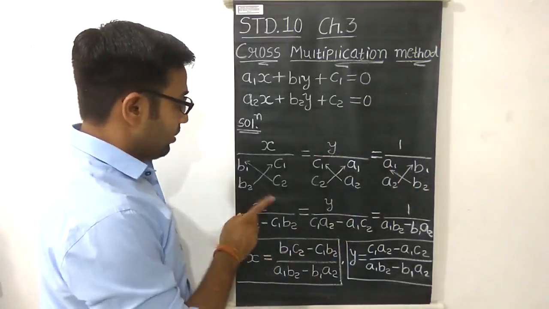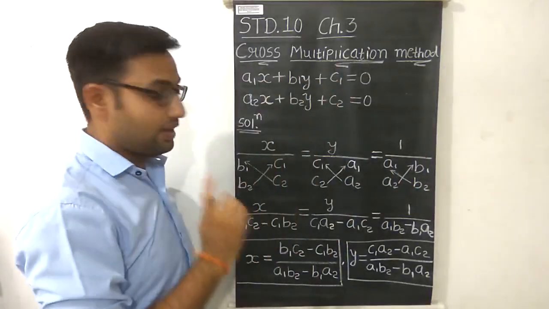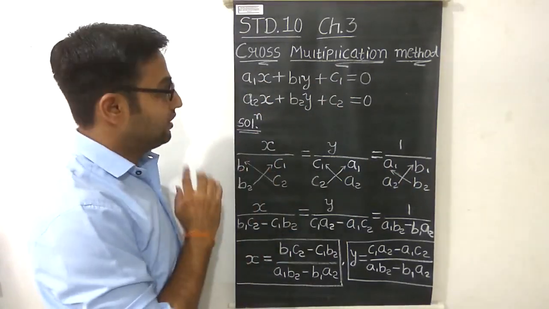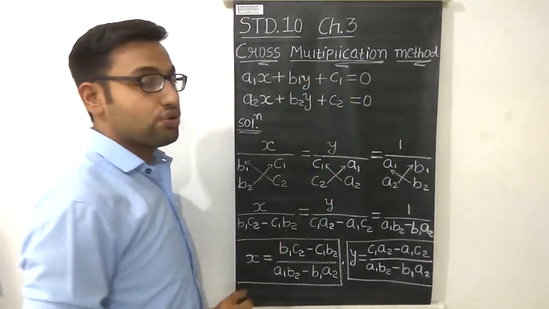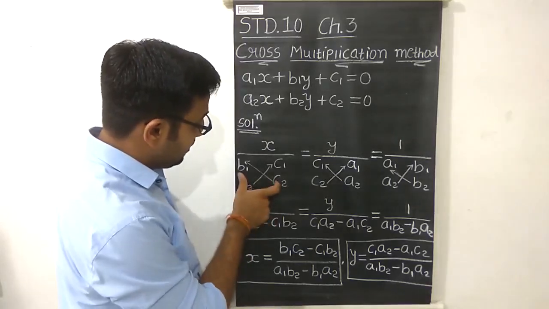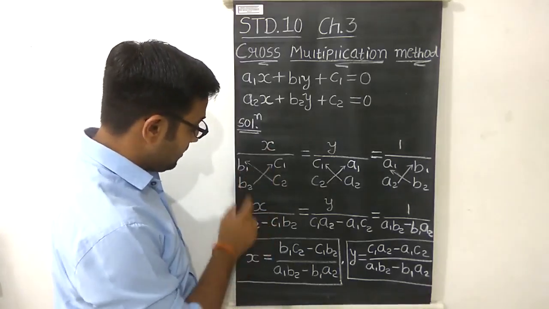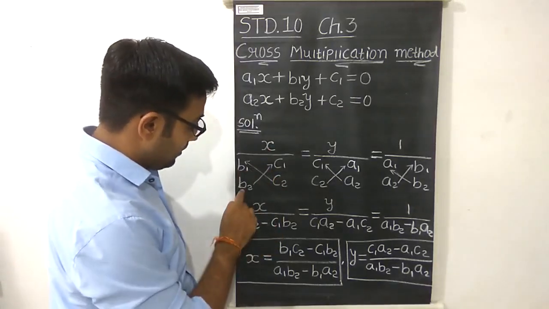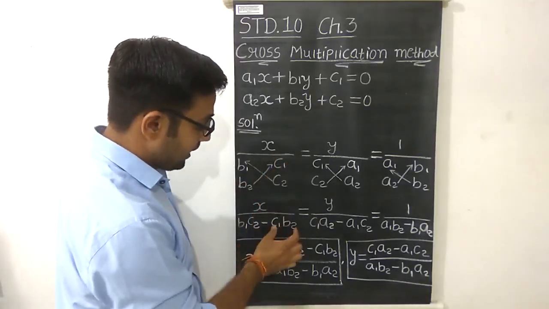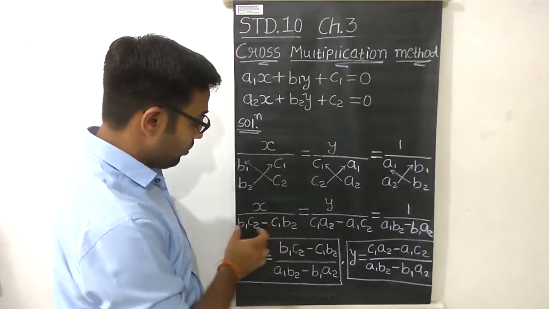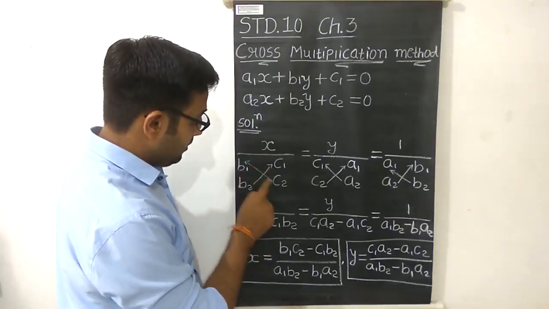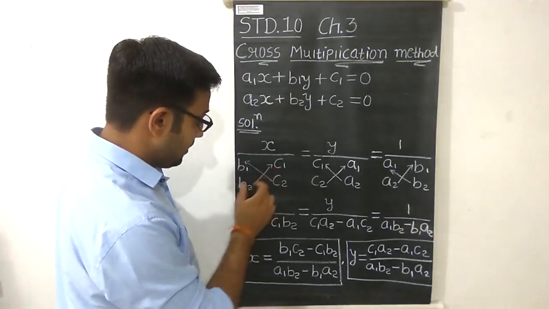Now cross multiplication means we have to multiply this constant with this constant. That is why this method is called the cross multiplication method. So we multiply b1 with c2 in the denominator of x, and b2 multiplied with c1, so we get b2, c1. Both we have to subtract. So what we get here is x upon b1, c2 minus c1, b2.